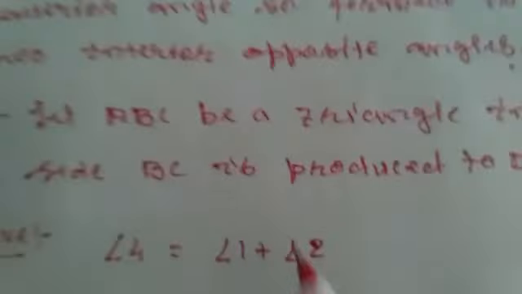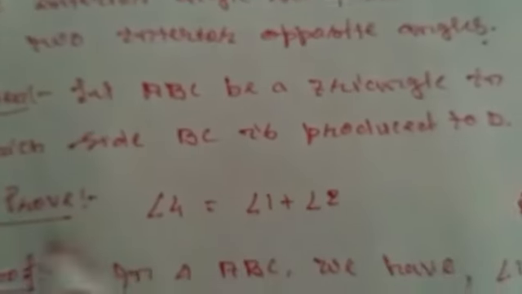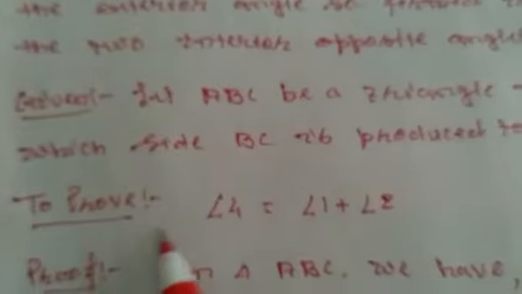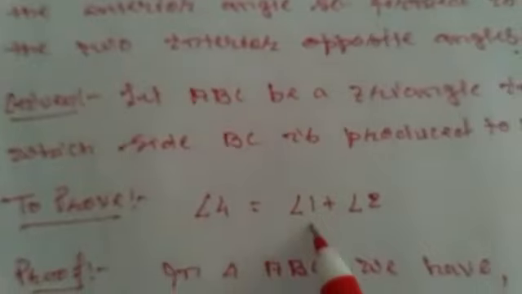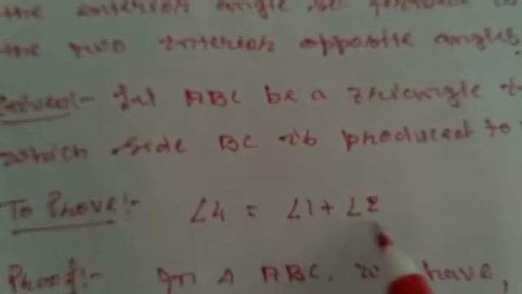So now let's see how it can be proved. First we write given. Let ABC be a triangle in which side BC is produced to D. Thereafter, to prove: angle 4 is equal to angle 1 plus angle 2. 4 is the exterior angle and 1 and 2 are the opposite interior angles. Let's see how it can be proved.